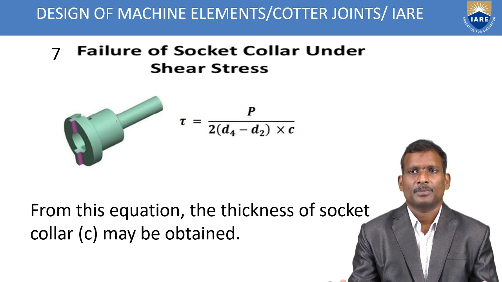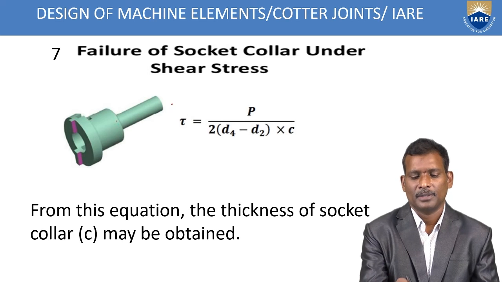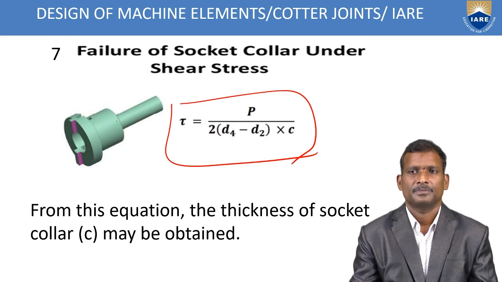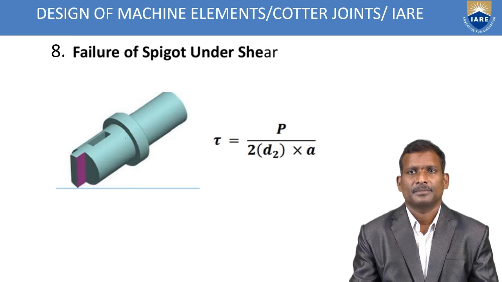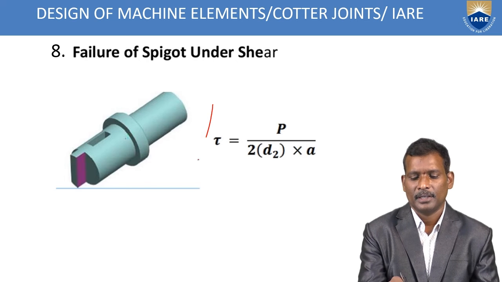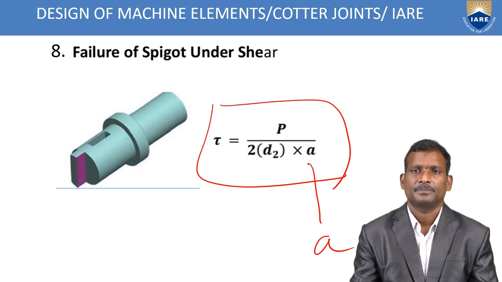Next, the seventh one is failure of the socket collar under shear stress. By using this equation, you may calculate C, the thickness of the socket collar: load upon the socket collar area, 2 into D4 minus D2 into C. Next, the eighth one is failure of the spigot under shear. What are the dimensions? D2 you already calculated, so you may calculate A.